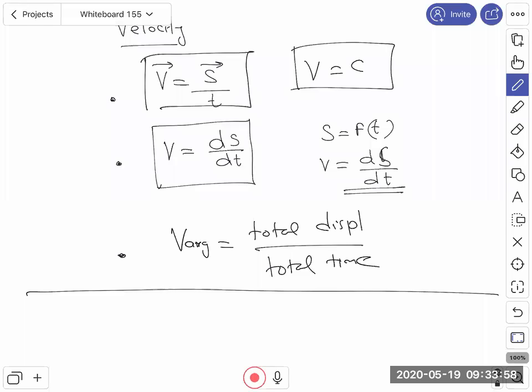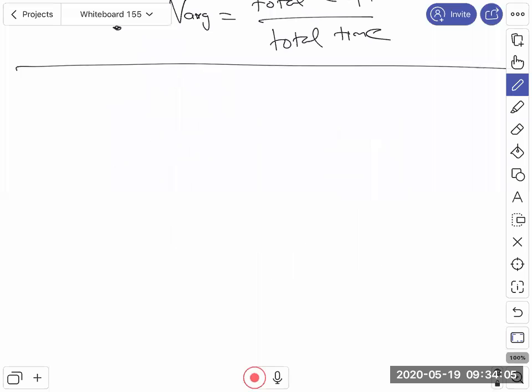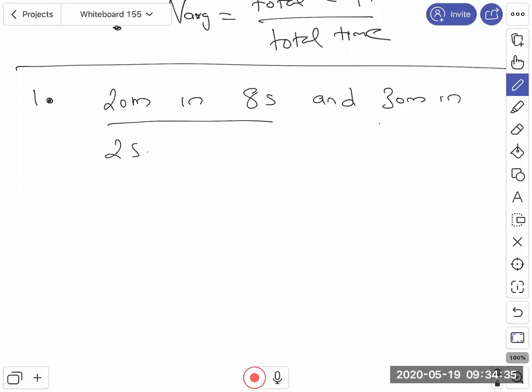Just write down one question. If a particle is displaced by 20 meter in 8 second and 30 meter in 2 second in the same direction, calculate the average velocity.